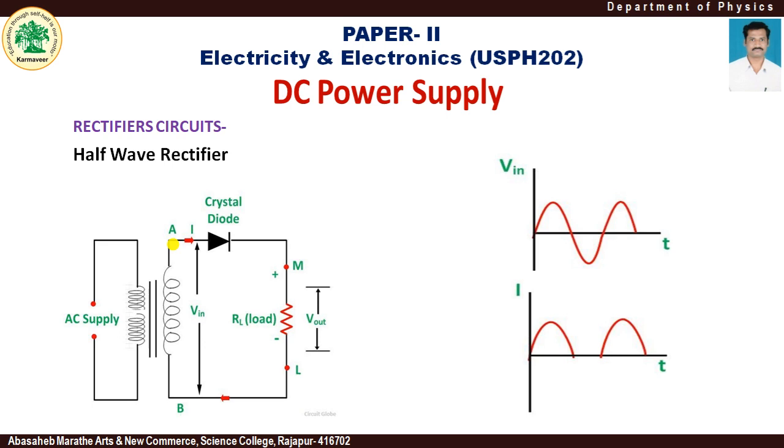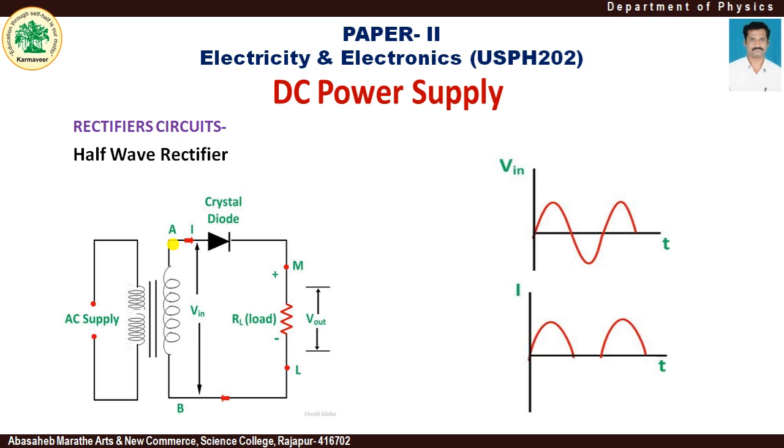Now, there are two types of diode rectifier circuits which can be used for the purpose of rectification, and they are the half wave rectifier and the full wave rectifier. So these are the two basic types of rectifier circuits. Now let us study the half wave rectifier in detail.